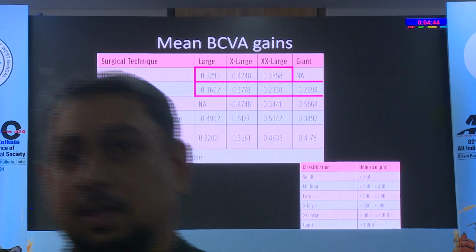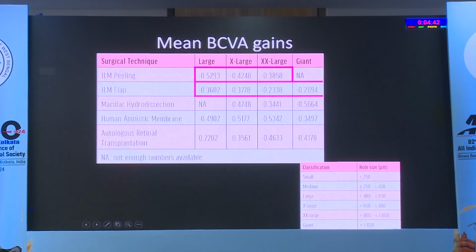As we know, things like human amniotic membrane and autologous retinal transplantation may give a good anatomical success. Sometimes the best corrected visual acuity may not be as good, and the functional recovery may not be good, but you may get a good anatomical recovery.